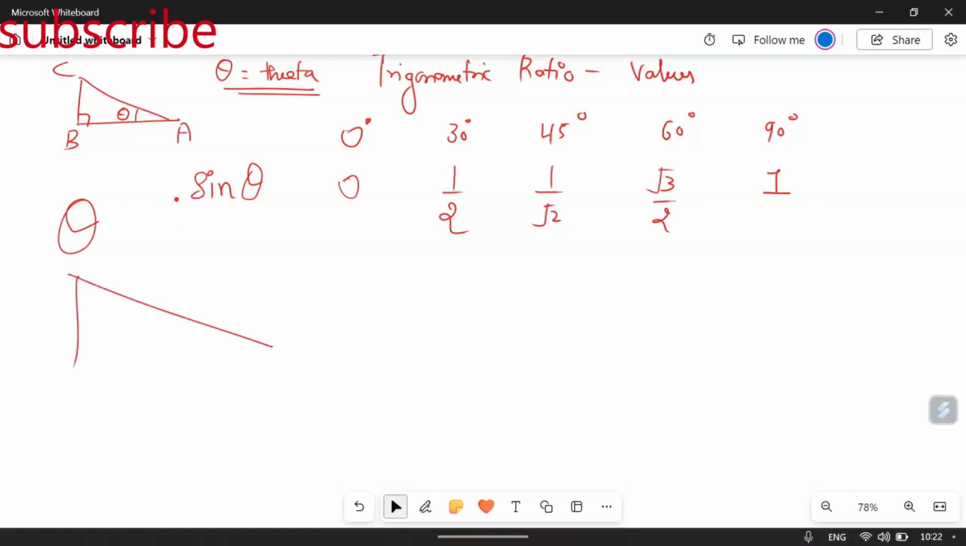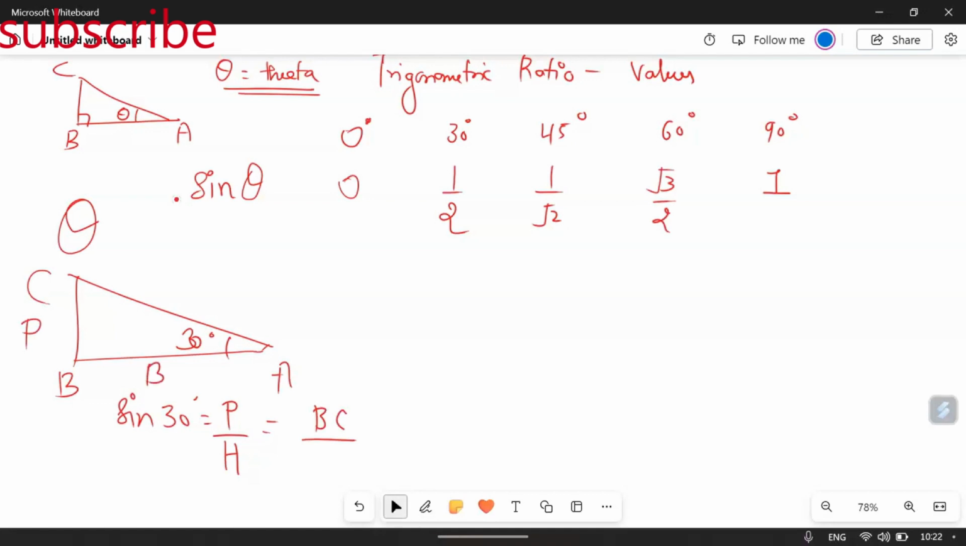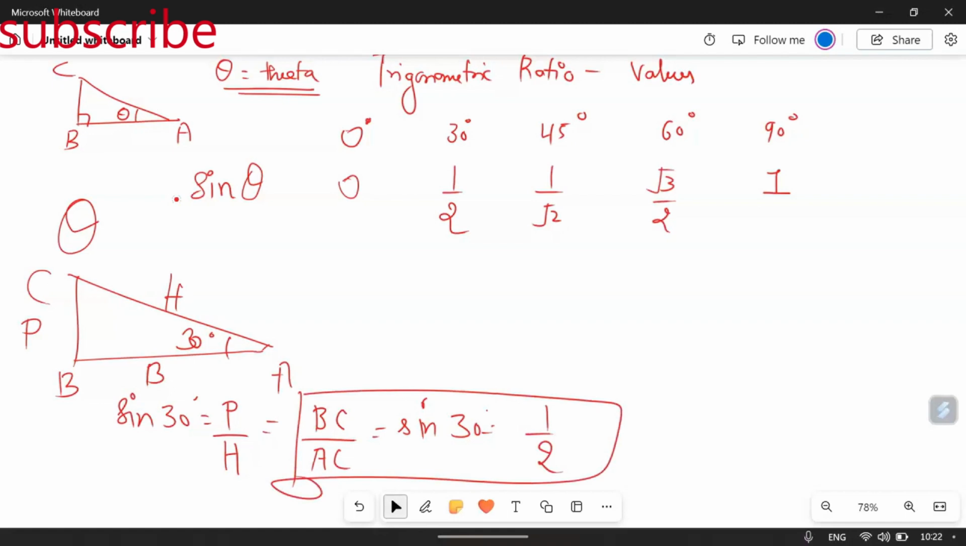Suppose I am drawing this triangle ABC and this angle is 30 degree. You know that sin 30 is perpendicular upon hypotenuse. What is the perpendicular in this triangle? BC is your perpendicular, AB is your base, and this is the hypotenuse. So BC upon AC is always equal to sin 30 degree, and we know the value of sin 30, so it is always equal to 1 by 2. So it is a kind of relation between the sides using the angles.